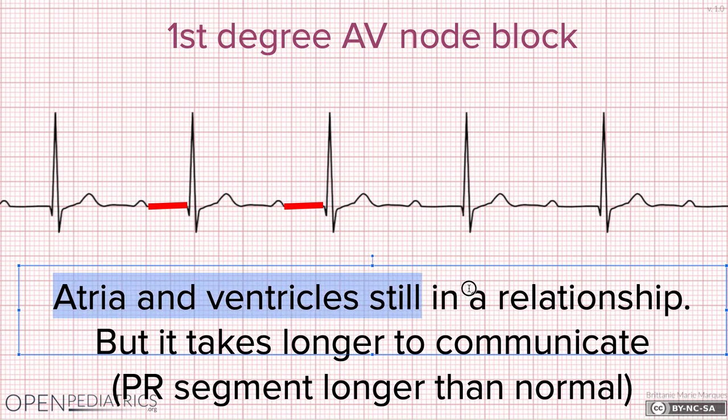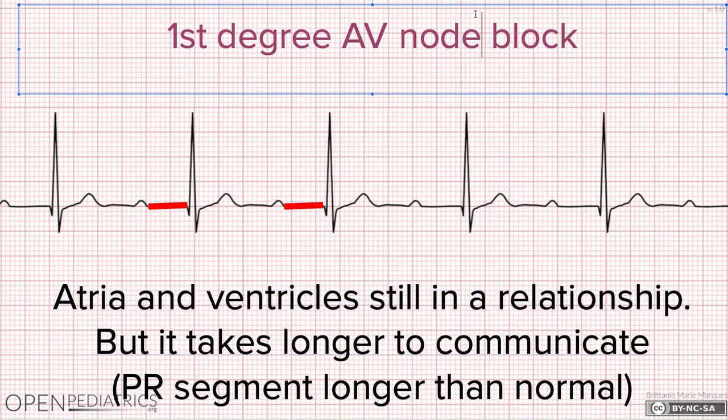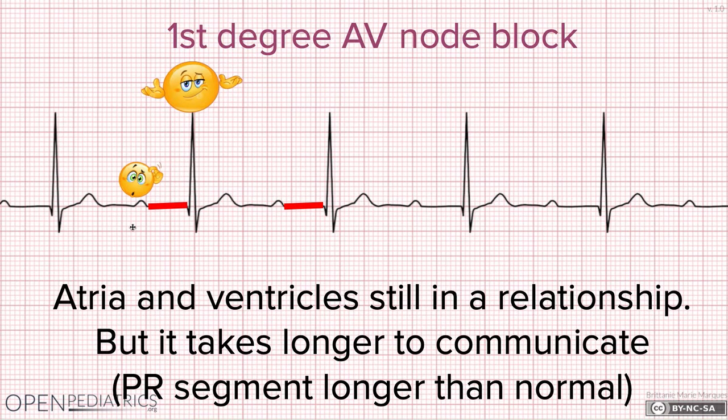But what you'll notice is that the atria and the ventricles are kind of still in a relationship. Anytime the atria talks, the ventricles always listen. They're always still working together. It's just, it takes a little bit longer for them to communicate with one another. Says something, takes longer, but it still gets there. So it's kind of like if they're in a relationship, the P wave says something, and it has to wait longer than normal, and eventually the QRS complex or the ventricles are like, yeah, whatever. They always respond. But the relationship's starting to get a little rocky.